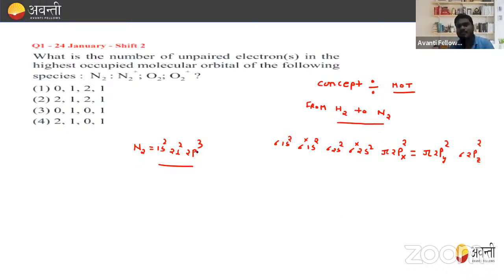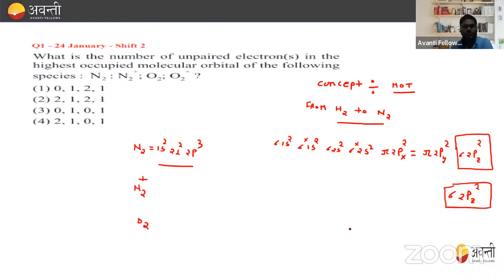N2 has 2p electrons. The highest occupied orbital means the last one, which has the highest energy. This orbital contains two paired electrons; there is no unpaired electron in it. Similarly, for N2 plus, just remove one electron, so it will become sigma 2pz1. Next, if I'm talking about O2, the configuration changes.